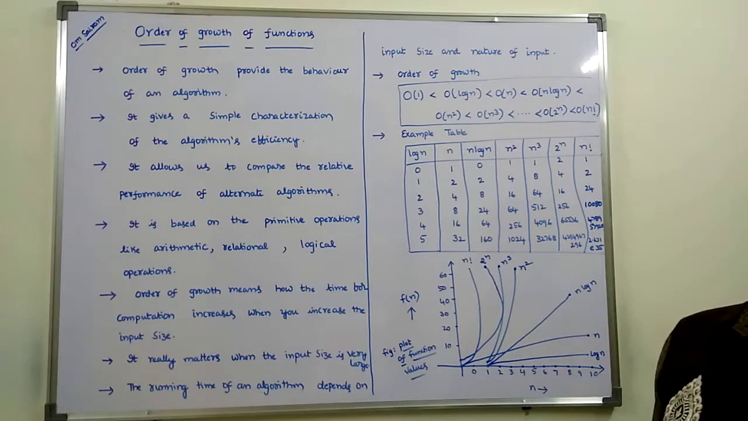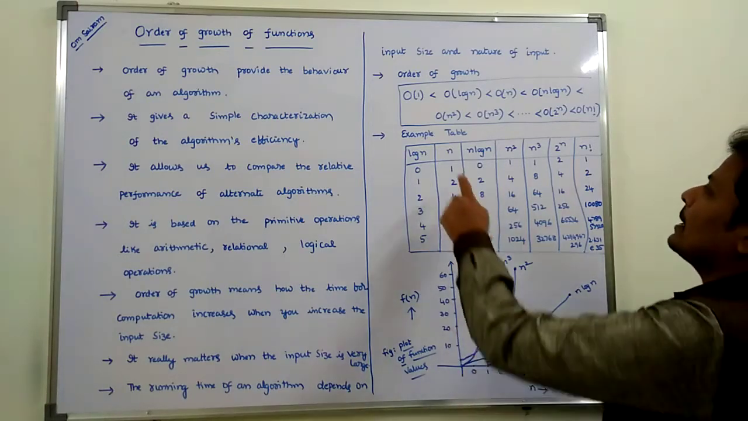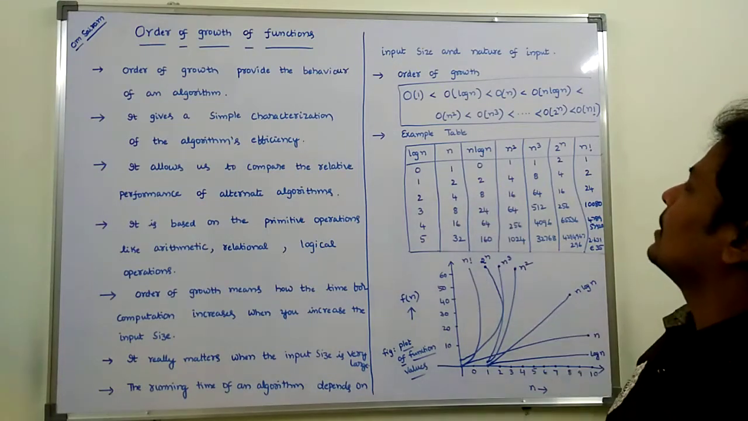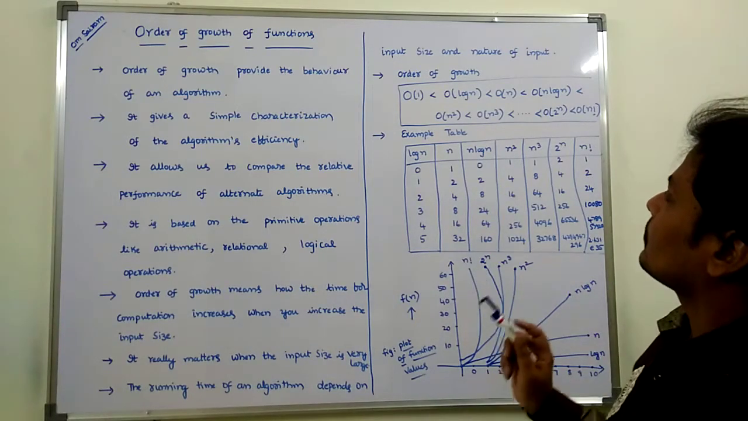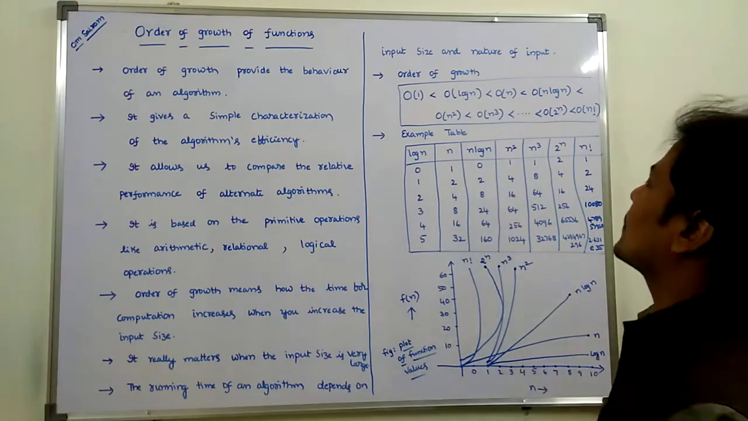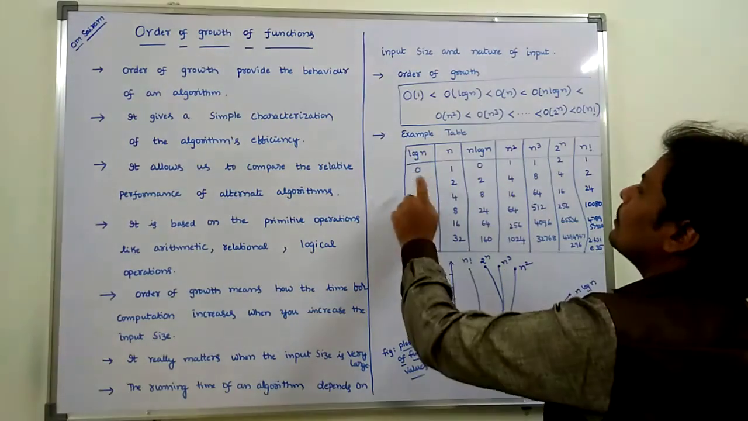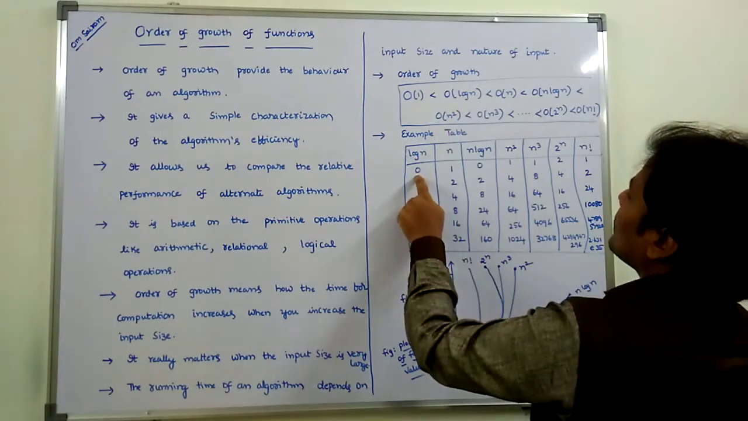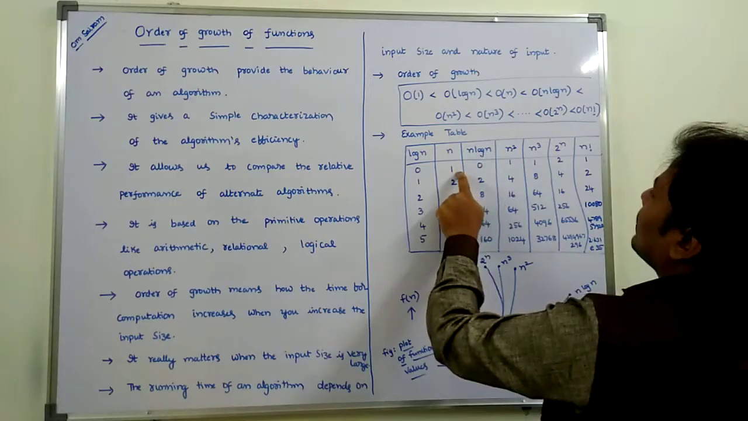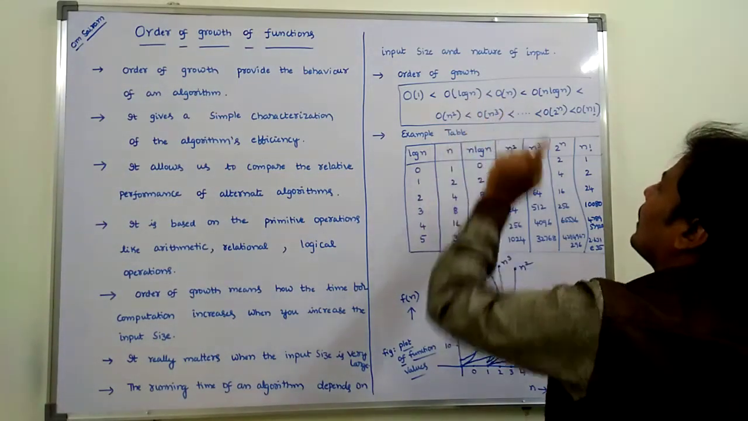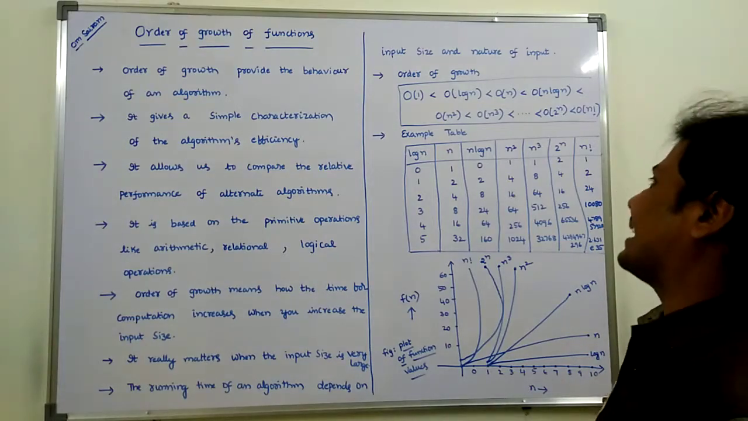Suppose n is equal to 1. So what is the log n value? That is 0. Big O of log n value is 0. n value is 1. 0 is less than 1. That is, big O of log n is less than big O of n.